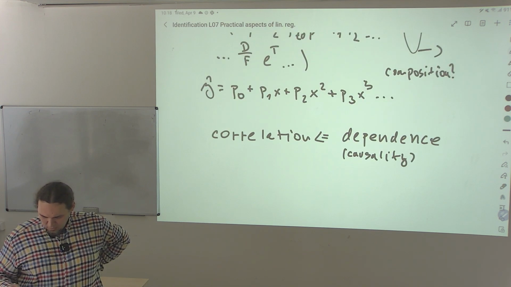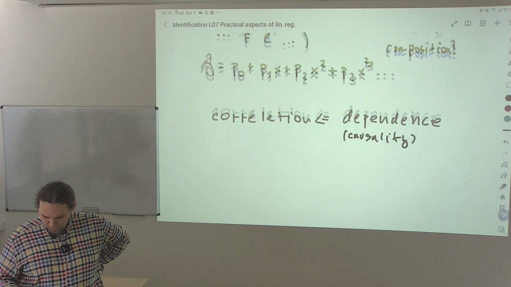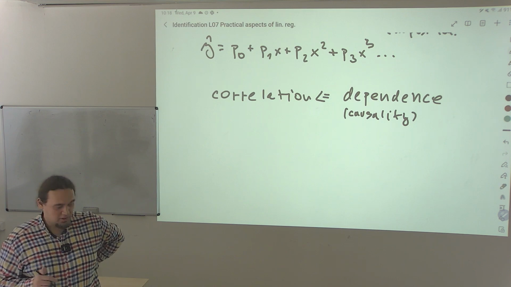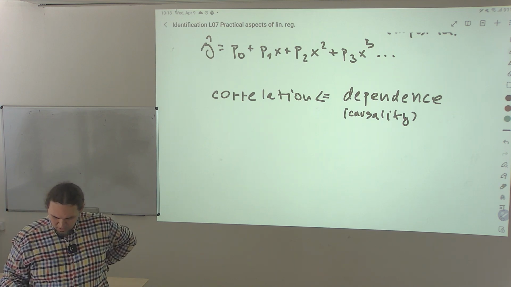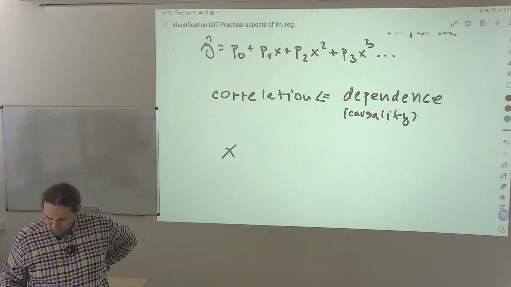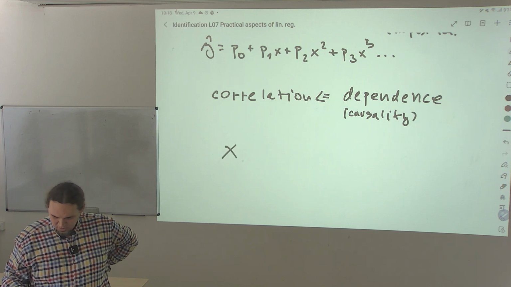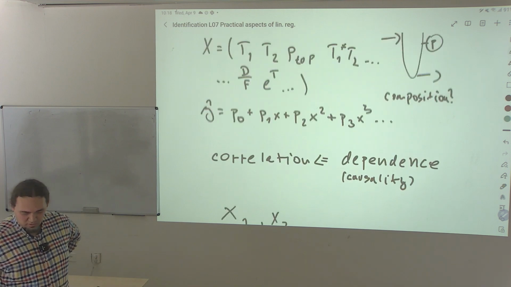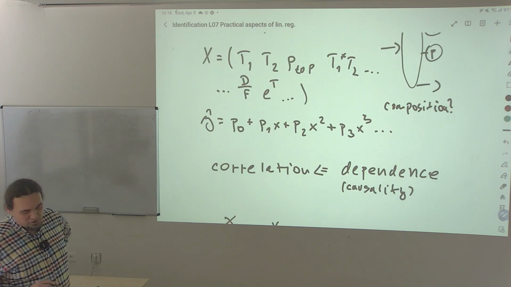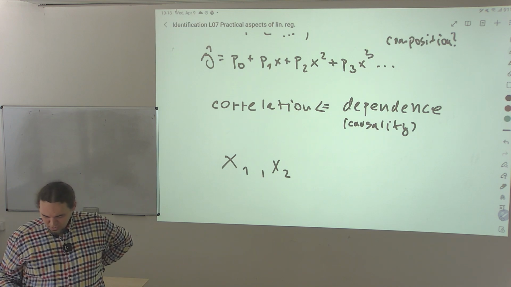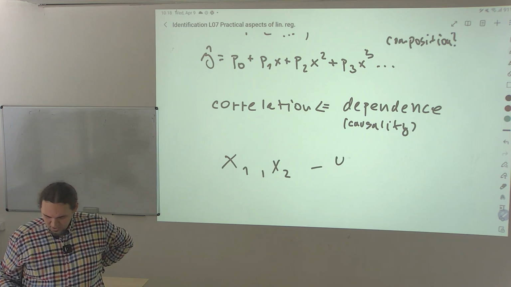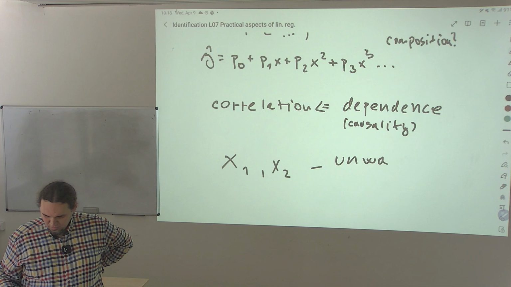So when we are talking about this correlation, when we spot some correlation among some independent variables, yeah. So if x1 and x2, whatever they are, temperatures, pressures, and so on, if they are correlated, that's actually an unwanted situation.